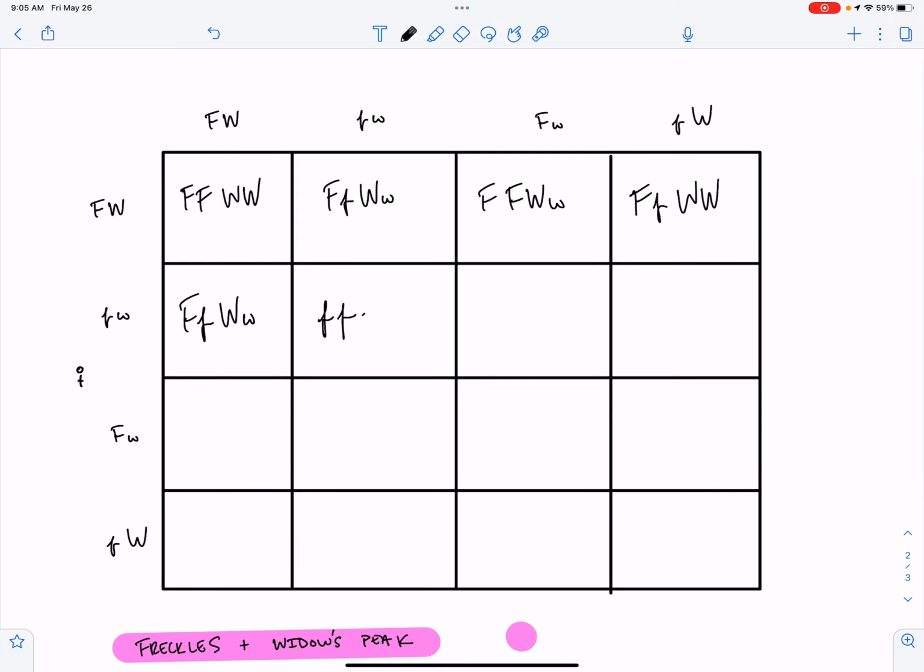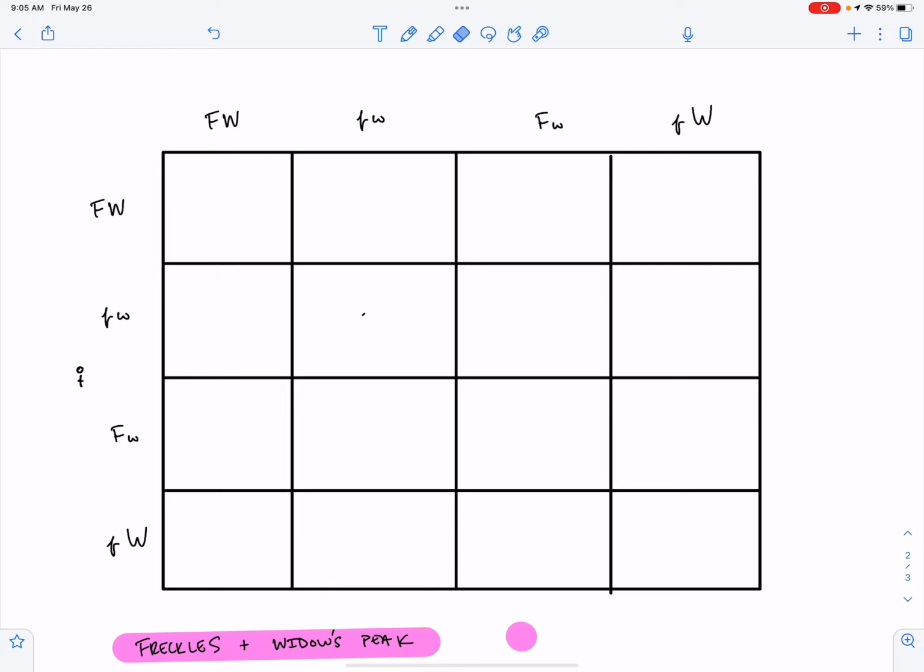oh wait, sorry. I'm going to rearrange my Punnett square gametes so that it's a little bit neater. Okay, the Punnett square just comes out a little neater if we do it this way.